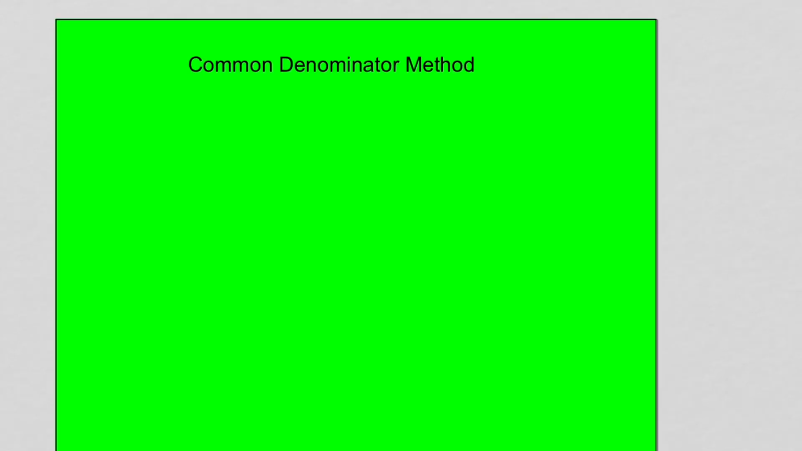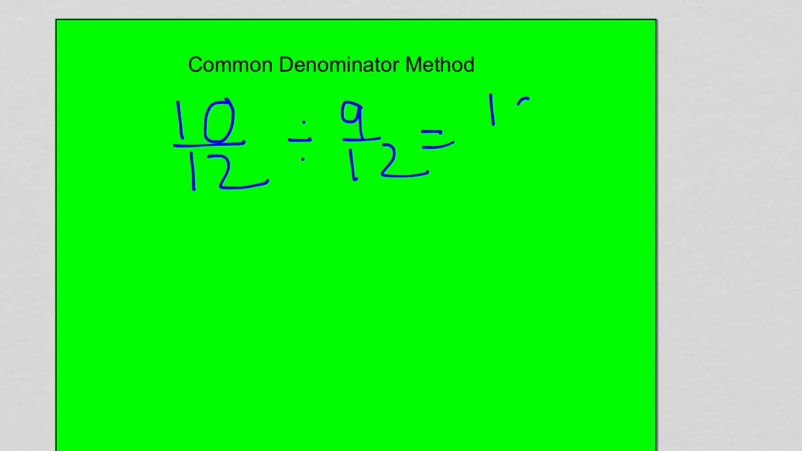Now, if we're not sure about that, let's check with the common denominator method. So if you take your fractions that you made with common denominators, 10 over 12 divided by 9 over 12, and if you just divide first numerator by second numerator, you should get the same answer that you got from the diagram. 9 goes into 10 one time, remainder 1 out of 9. And you get matchy, matchy.